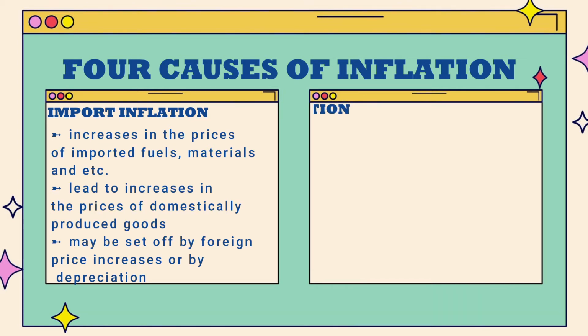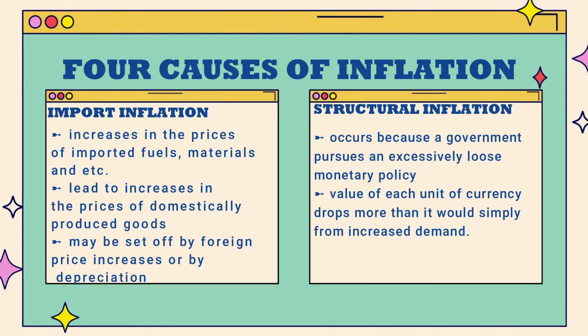And lastly, structural inflation. This is a type of inflation that occurs because a government pursues an excessively loose monetary policy. That is, if a central bank prints too much money or keeps interest rates too low for too long, the value of each unit of currency drops more than it would simply from increased demand.